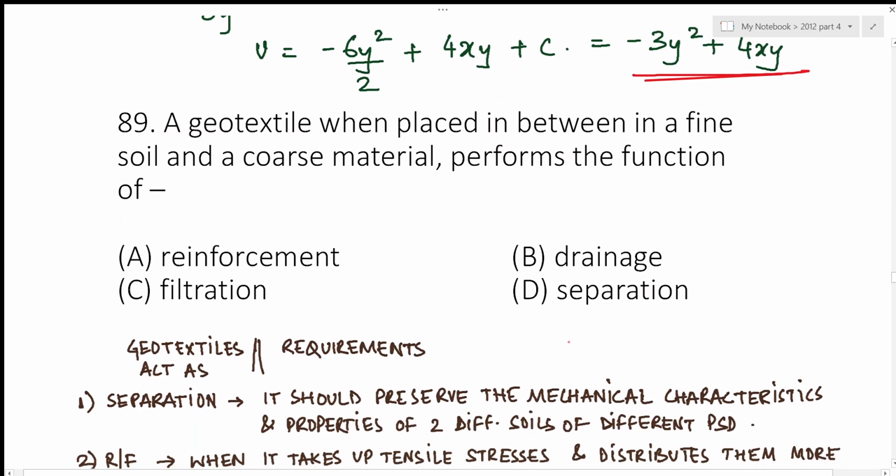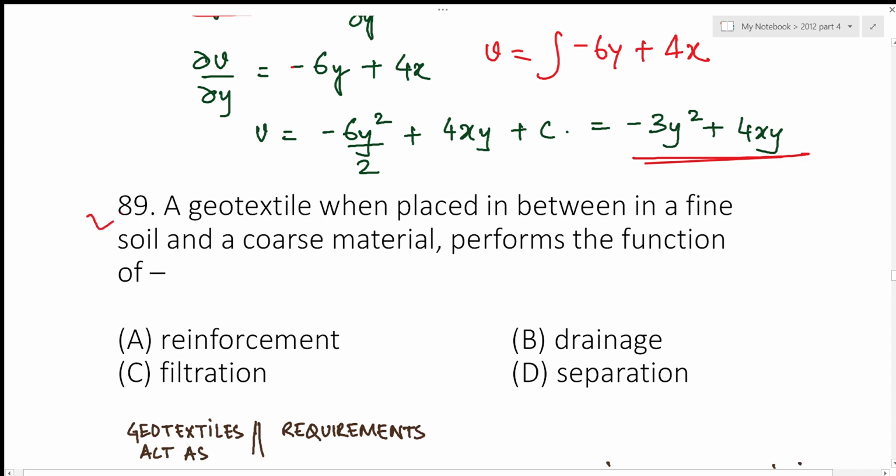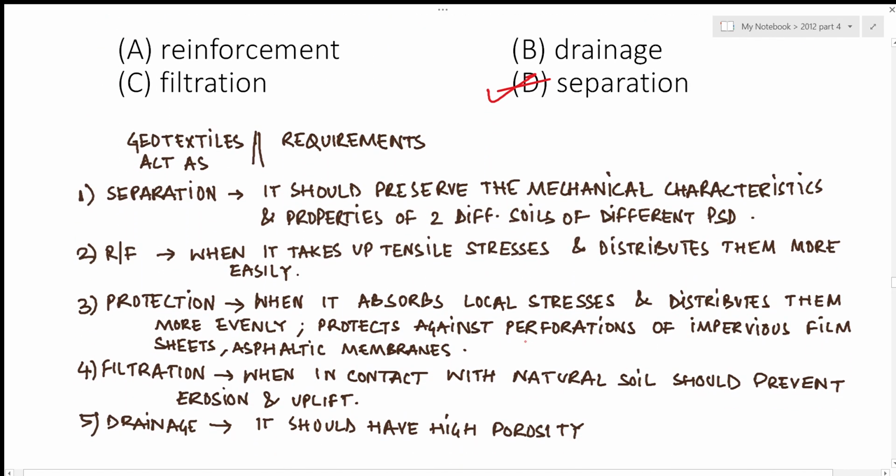Next question is, a geotextile when placed in between a fine soil and a coarse material performs the function of. Now, geotextile performs the function of a lot of things. In this case, it performs the function of separation. Now, let's look into the other functions that the geotextile plays a role in.